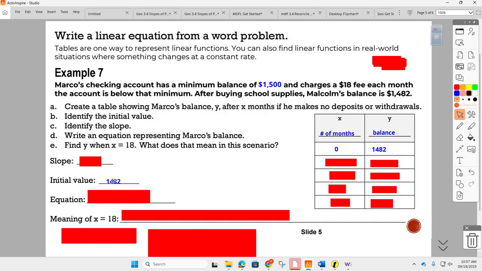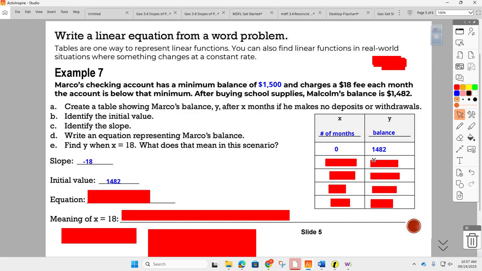Now we're going to identify the slope. We already know the slope here. Is the slope positive 18? Remember when we're talking about money, if it goes up by $18, that change would be positive 18. But if it goes down by $18, that makes it negative 18. So the slope is negative 18. That's how the y's change when the x's change.